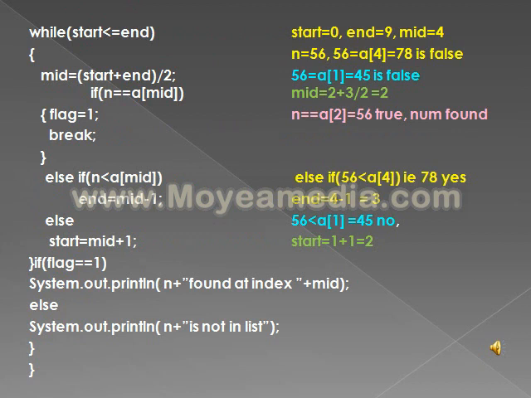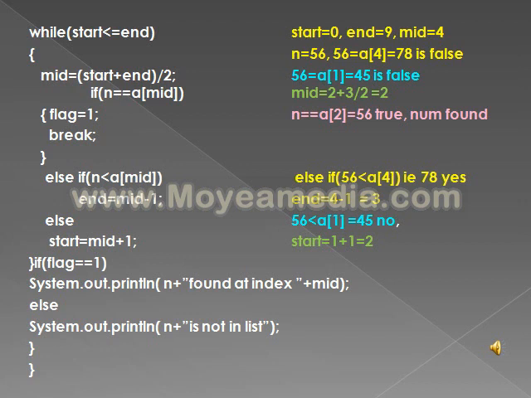Look at here, we are using a while condition. So inside the while condition we have start is less than or equal to end. So start is 0 here and end is 9. So the condition is true. We are getting into the while loop. So inside the while loop we are going to find out the mid value. The mid value formula is start plus end divided by 2. So it is 0 plus 9 divided by 2 is 4.